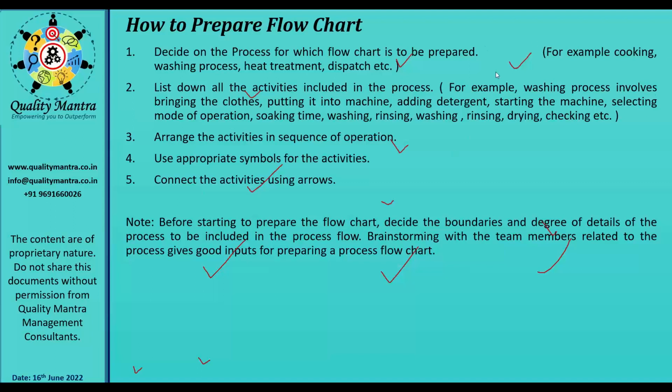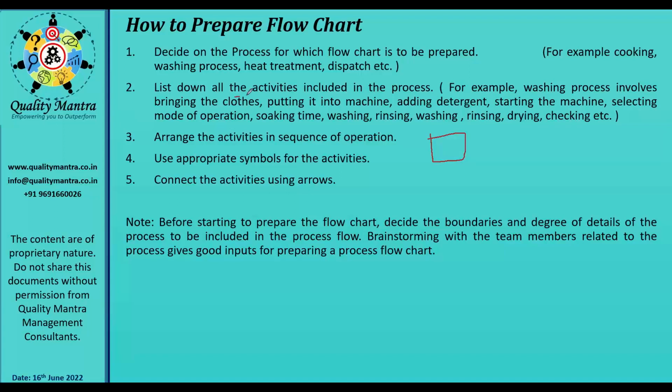So how are you going to prepare? First thing, you have to decide which process you want to make the flow chart for, whether it's a heat treatment process, a dispatch process, or a testing process. For example, you are manufacturing a bolt, screw, or explosives, and in explosives also there might be different categories. So you can say for which process or activity you are preparing this flow chart.